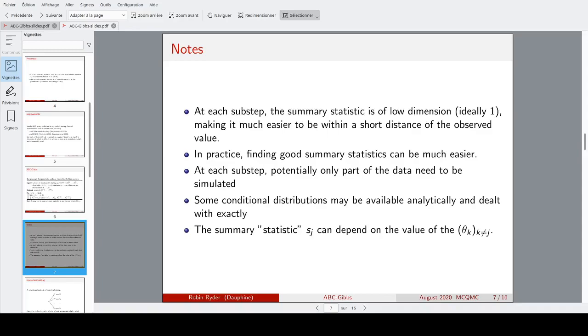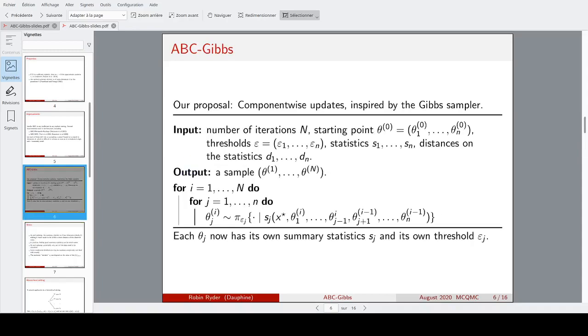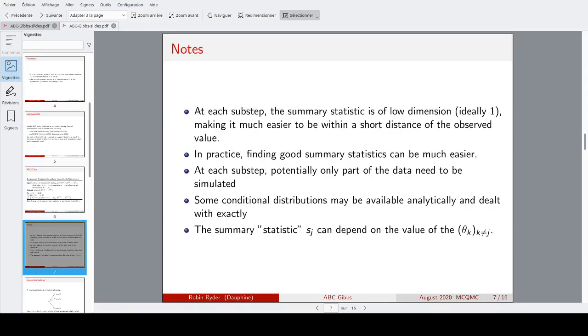And a last thing to note is that although I'm going to use the word summary statistic, actually this Sj can now depend on the value of the other parameters. Right? There's nothing preventing us from doing it. If we want to, and if it's useful, we'll take Sj to depend on those other parameters. That might open avenues in cases where there's correlation between the thetas that we understand quite well, or where simply defining a good summary statistic requires knowing some of the other parameters. So it's possible that you can leverage this into useful information so that the algorithm is more efficient.